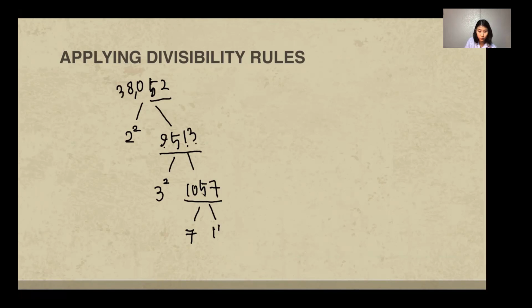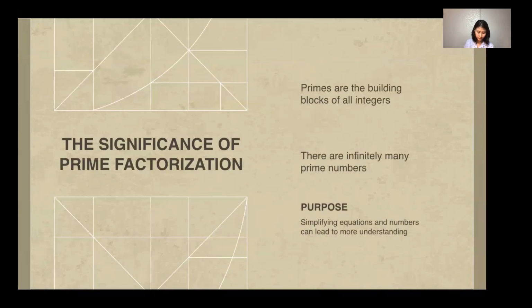And we get 151. So let's see if we can break this down. But we realize that the number 151 is a prime number. So we're going to stop here. So there we go. We have just applied the divisibility rules to factorize a number.